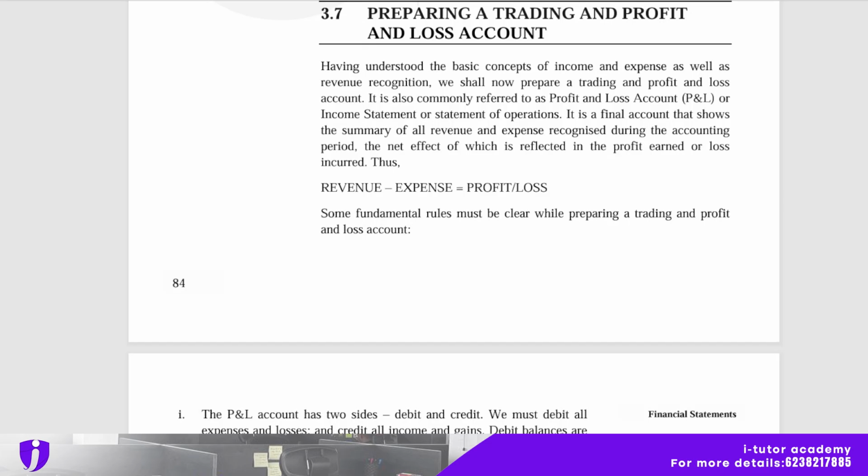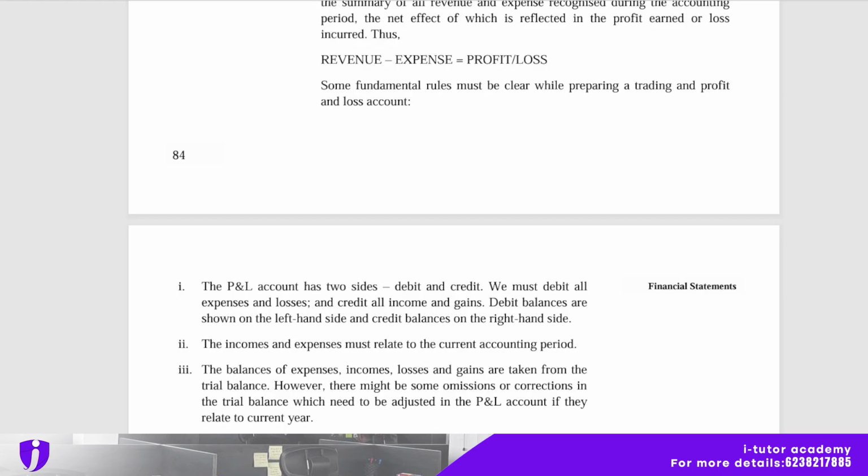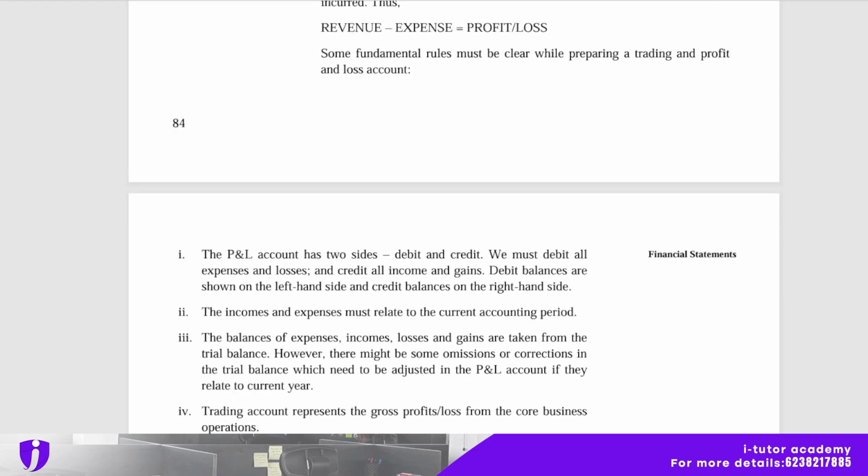It is a final account that shows the summary of all revenue and expense recognized during the accounting period, the net effect of which is reflected in the profit earned or loss incurred. Thus, revenue minus expenses is equal to profit or loss. Some fundamental rules must be clear while preparing a trading and profit and loss account.